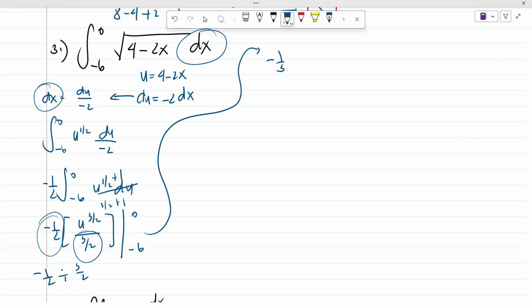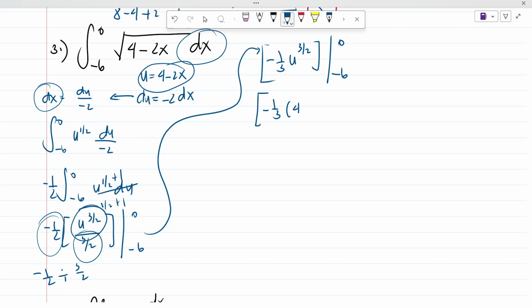Gets? So next is what? What is the value of u? U 3 all over 2 yan, di ba? Then 0, negative 6. What is the value of u? 4 minus 2x. Negative 1/3. 4 minus 2x. 3 all over 2. 0, negative 6 guys. Gets?